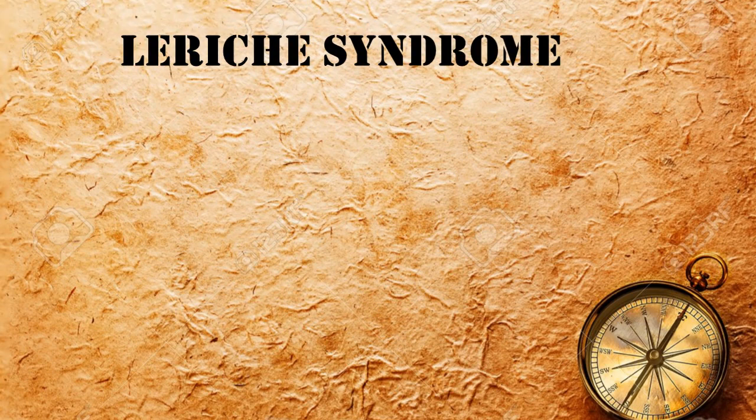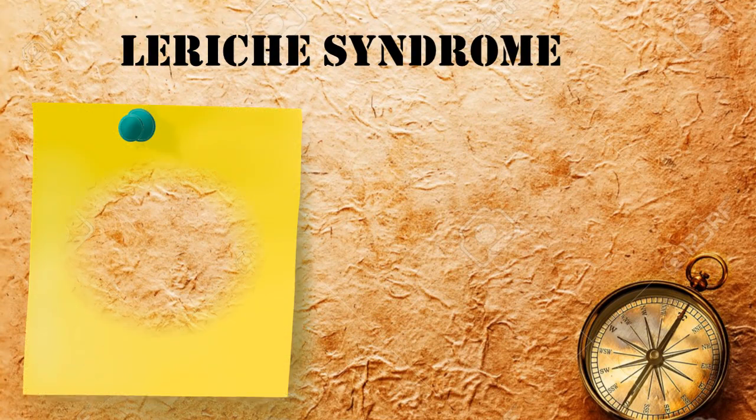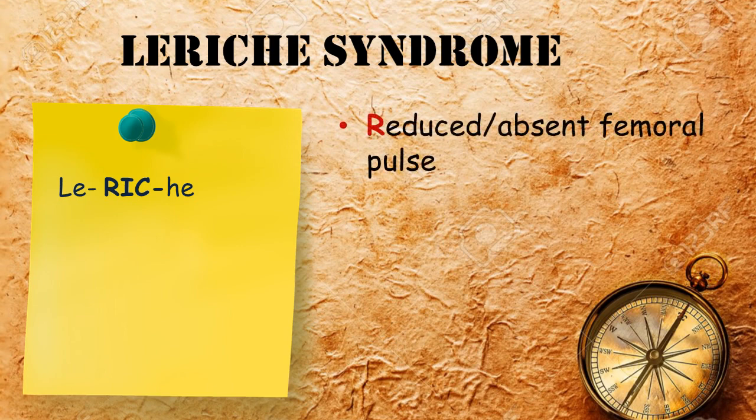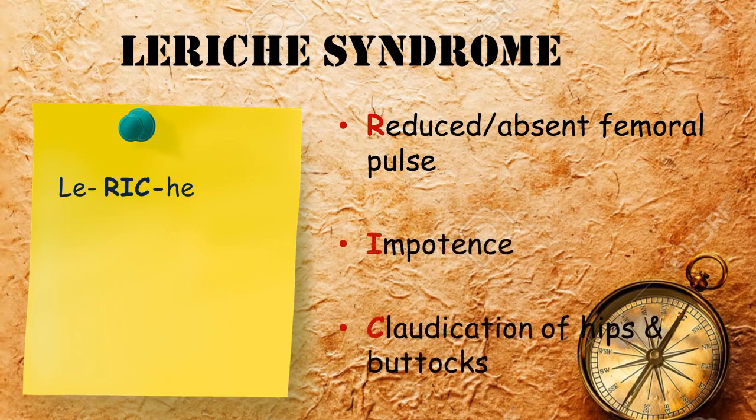Then comes Leriche syndrome. The mnemonic is RIC. It is literally easy to remember because the mnemonic is directly derived from the name of the disease. Other symptoms are R is for reduced or absent femoral pulse, and I is for impotence, and C is for claudication of hip and buttock region.